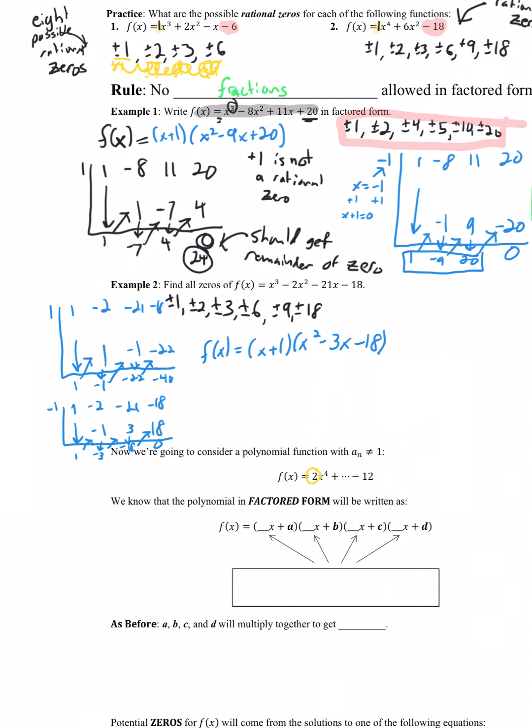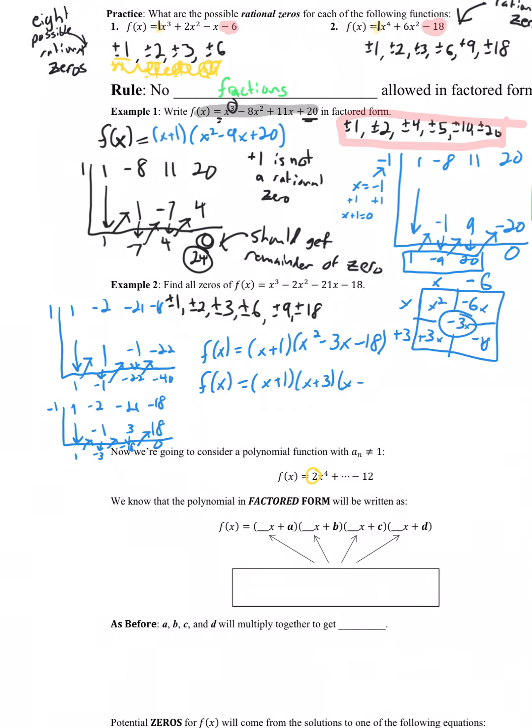So I've got this first factored form written down, and then I can go ahead and factor the second result, x squared minus 3x minus 18. So I get x, difference of 3, so I'm guessing x minus 6 and x plus 3. That gives us a positive 3x and a minus 6x. That gives us a negative 3x in the middle. Perfect. So my factored form would technically be x plus 1 times x plus 3 times x minus 6.